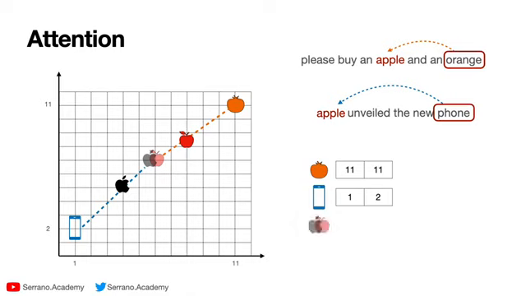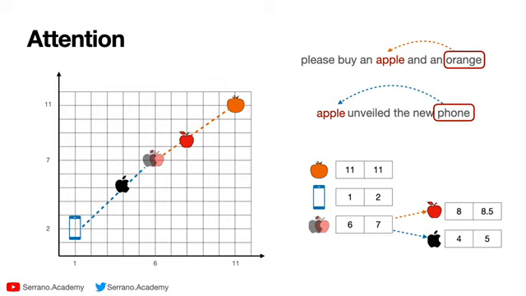However, Apple is on the coordinates 6, 7, and the numbers 6, 7 are not so useful because they don't know if we're talking about an apple as a brand or as a fruit. So what we do is we modify these numbers. So in the first sentence, we're not going to use 6, 7. We're going to use this one over here. Let's say 8, 8.5. And for the second one, we're going to use, let's say, 4 and 5.